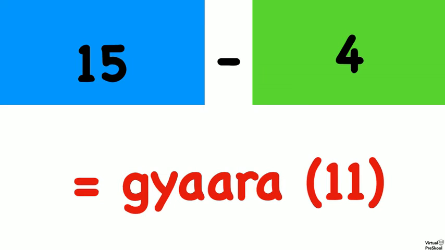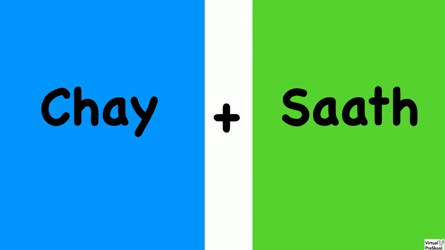And we say in Hindi, Gyara. Ek, do, teen, char, panch, chhe, sat, aat, no, das, gyara is 11 in Hindi. All right, next one. What is chhe plus sat?